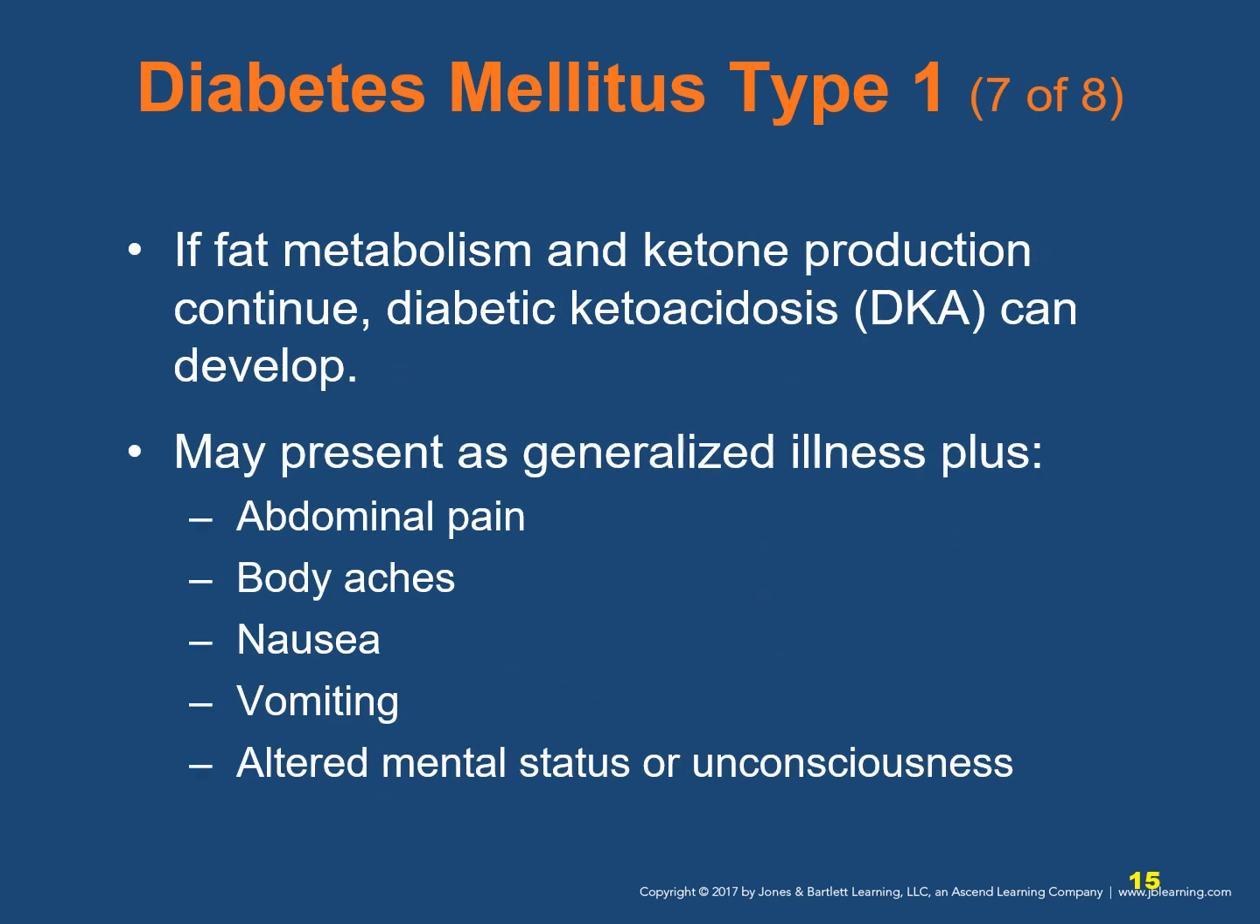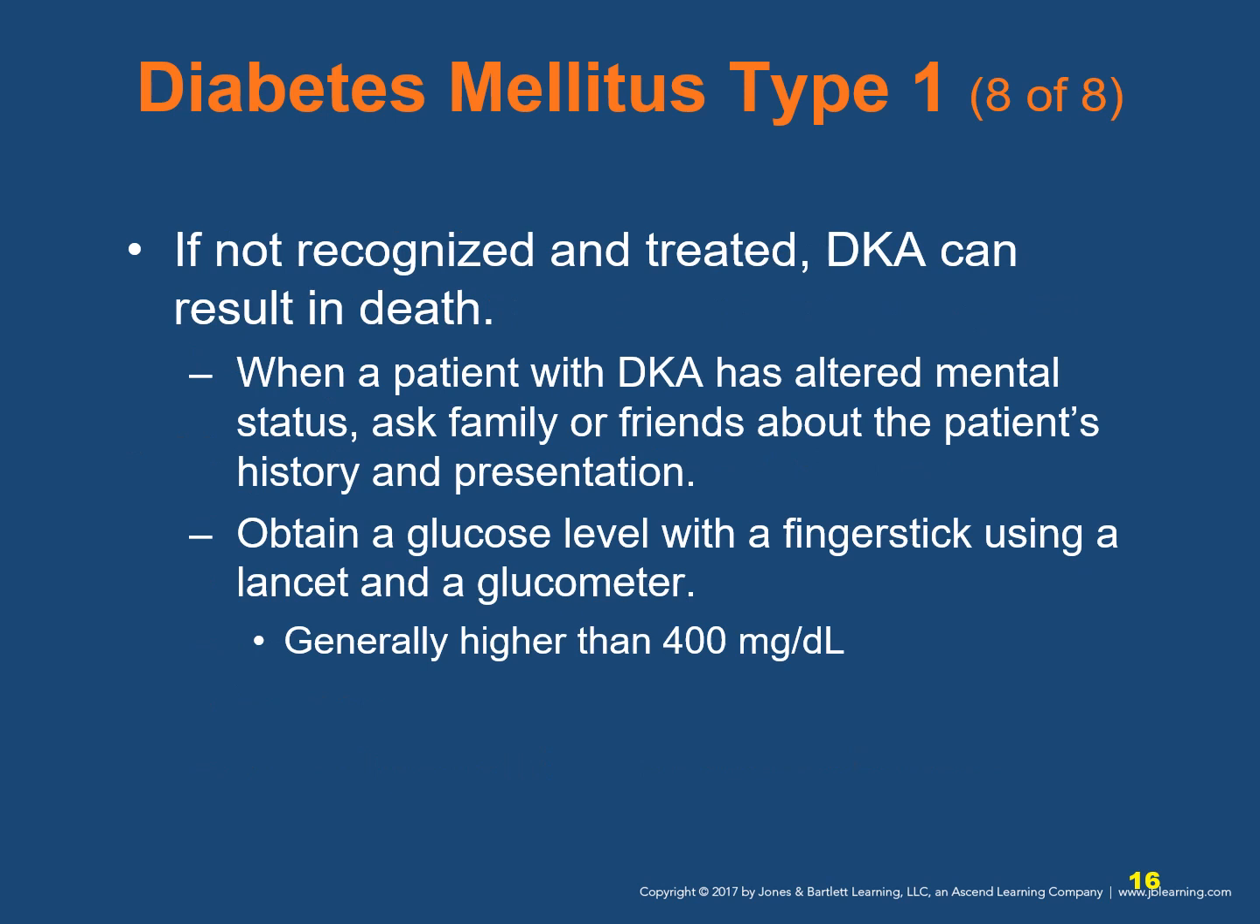If fat metabolism and ketone production continue, a life-threatening illness called diabetic ketoacidosis, DKA, can develop. DKA may present as generalized illness along with abdominal pain, body aches, nausea, vomiting, and an altered mental status or unconsciousness if it is severe. If not rapidly recognized and treated, DKA can result in death.